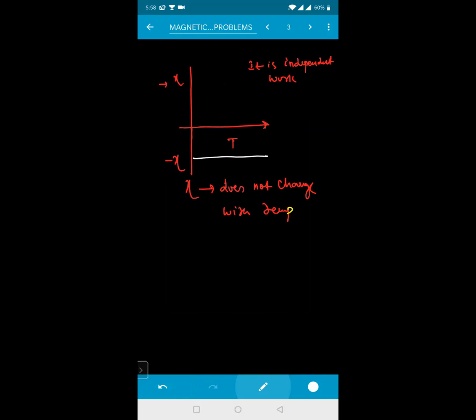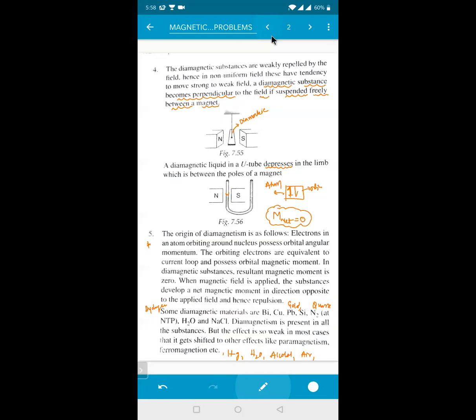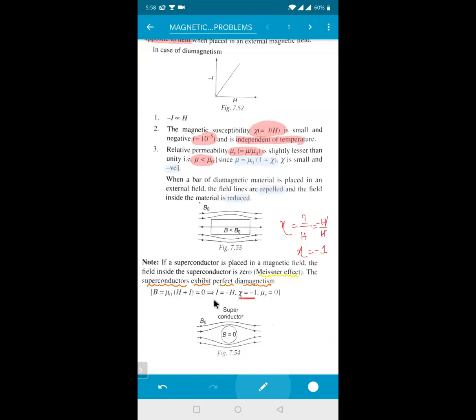Sir, one thing I didn't understand is the magnetization. Why are we getting negatives? Which one? Magnetization of diamagnetic substances. This one I told you: the intensity of magnetization we are taking right now, we are getting negative from this one.